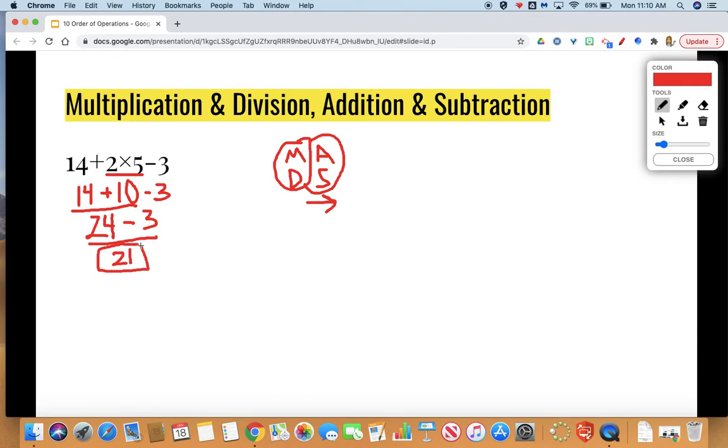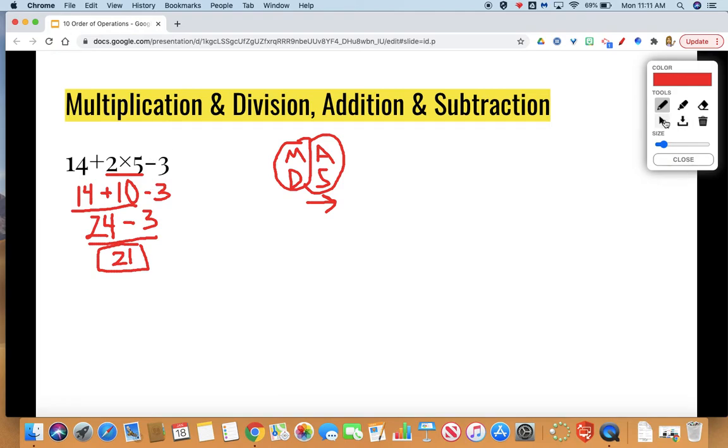Notice I did not just go from left to right for the whole problem. I did not do 14 plus 2 and then times that by 5 and then subtract 3. That would have gotten a completely different answer, and that would have been incorrect. I have to follow my order of operations, starting with that multiplication because it was our step that comes before addition and subtraction.